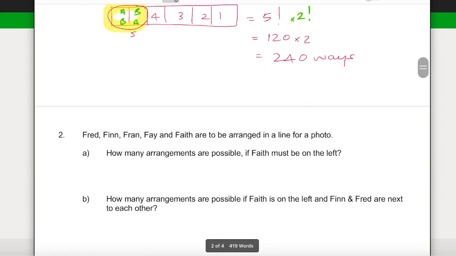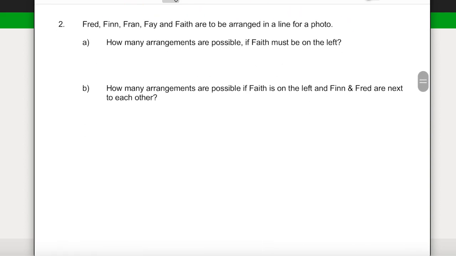Let's take a look at another question. We've got Fred, Finn, Fran, Faye and Faith to be arranged in a line for a photo. How many arrangements are possible if Faith must be on the left? So because we've got 5 people here, we know that Faith has to be on the left, and then the rest may be arranged in 4 factorial ways. That's just 24 ways.